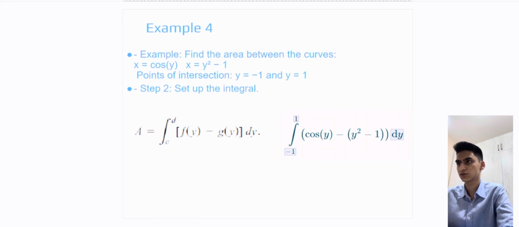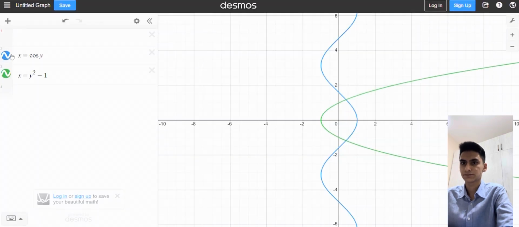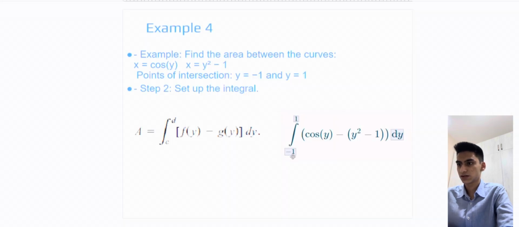Let's look at the graph of these functions. We can see that in this interval the right function is cosine y and the left function is y squared minus 1. That's why we should write the right function, x equals cosine y, first in the formula. Let's write it: integral from -1 to 1 of cosine y minus (y squared minus 1) dy.